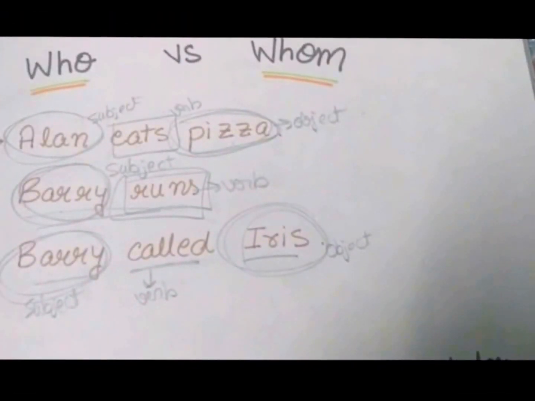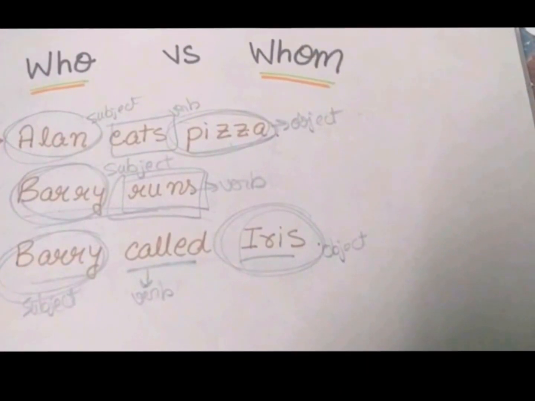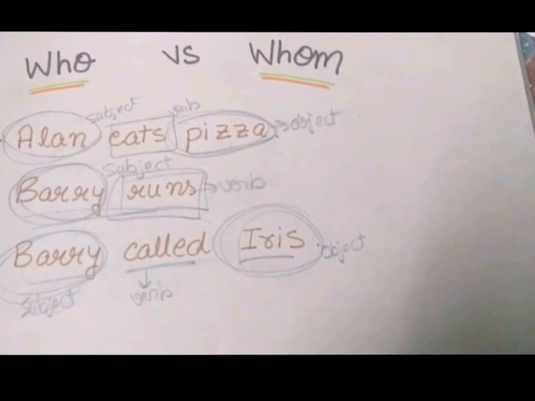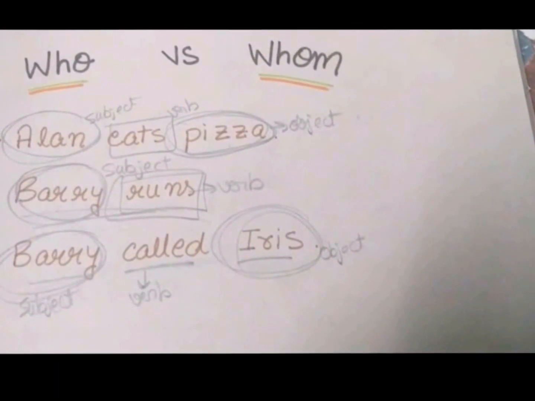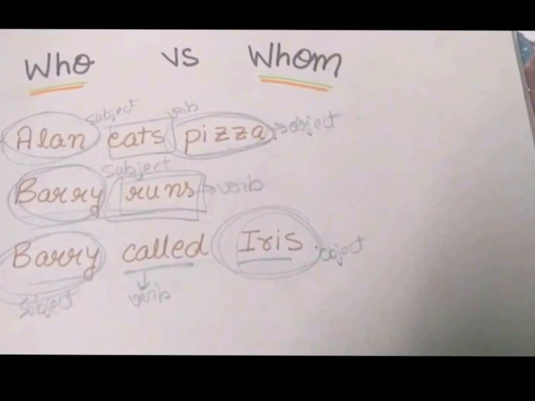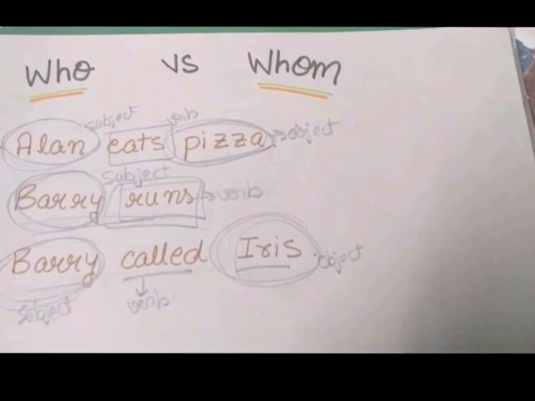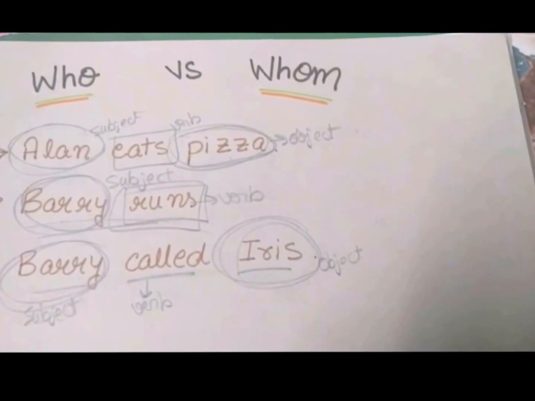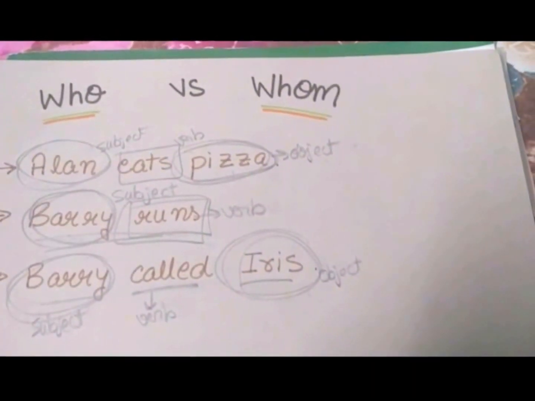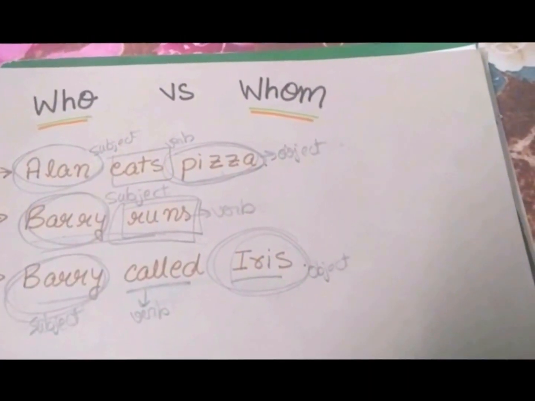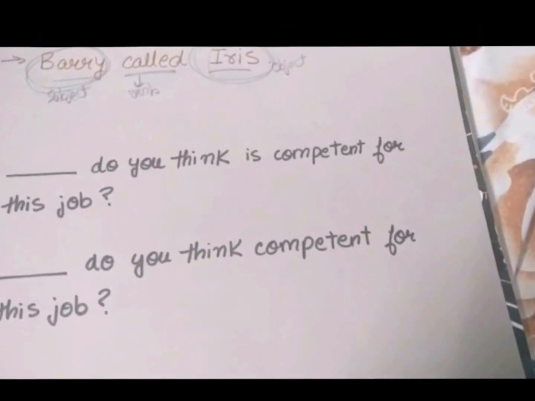So we are done with breaking these three sentences. I think you can notice that the subjects are associated with a certain verb. Alan eats, Barry runs, Barry called. And the objects don't have any verb associated with them. So that's the key point here: subjects or the subjective cases have verbs with them and objective cases or objects do not. And with these two concepts, we are ready to answer those two questions now. Coming back to them.